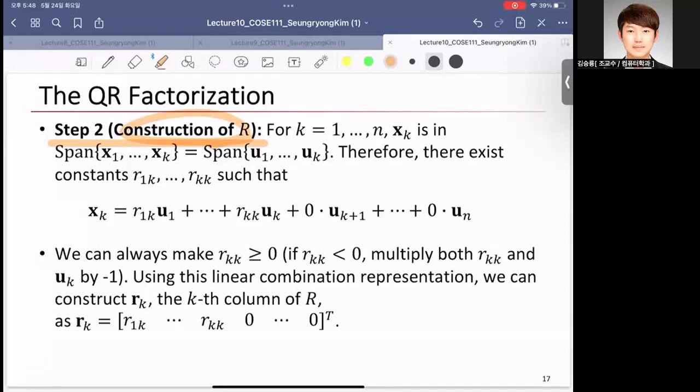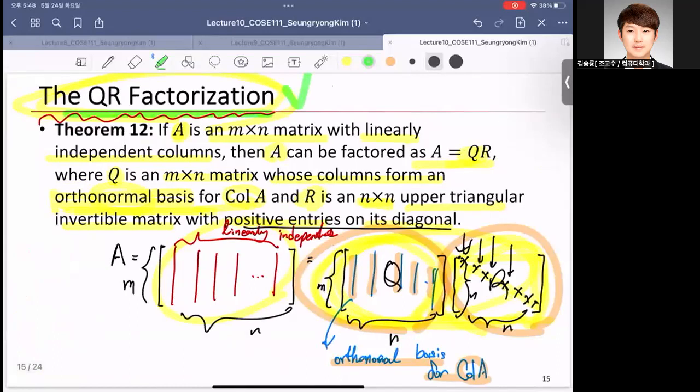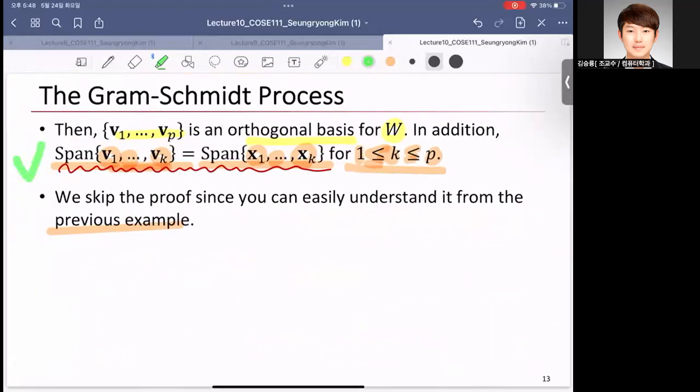So for k from 1 to n, each x_k, x1, x2, up to xn, is spanned by x1, x2, up to xk. So spanned by the previous vectors, right? We already know this is spanned by u1, u2, up to uk. From where? From the Gram-Schmidt definition. We already know, right?